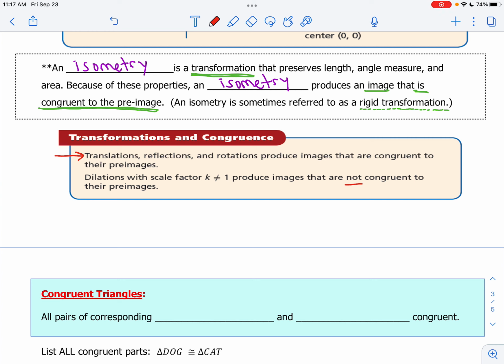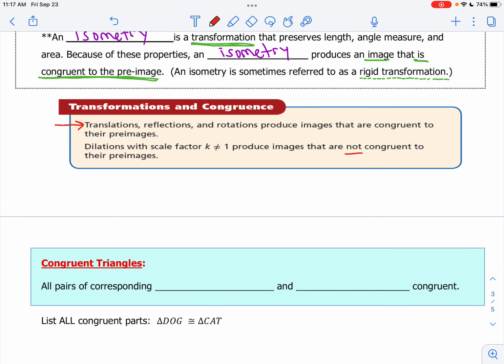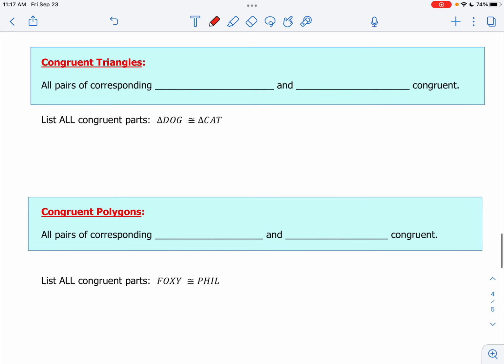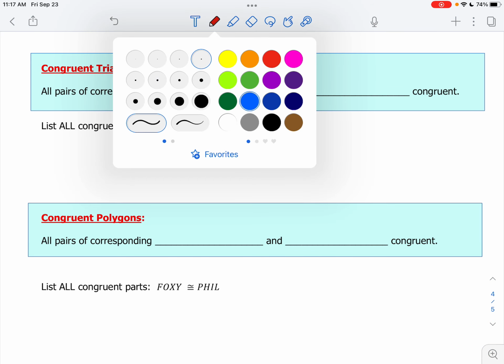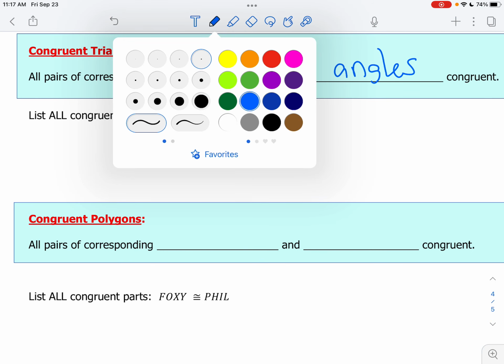All right, so to finish up today, we're going to talk more about congruence, and this is really what's going to carry us through the whole rest of this chapter. For two triangles to be congruent, all pairs of corresponding sides and angles are congruent. It's not mandatory to draw a picture, but I think it's a great idea.